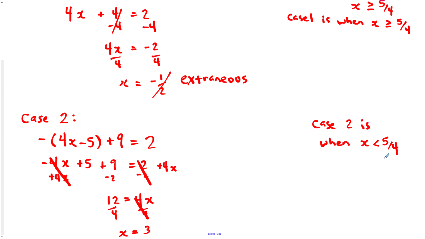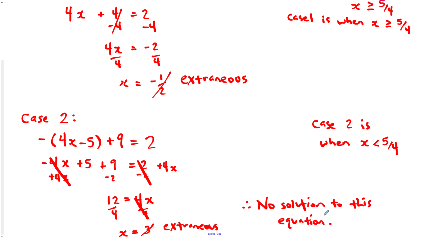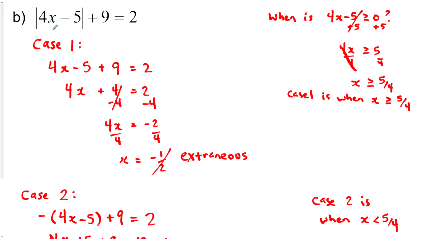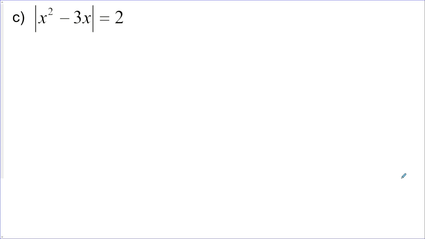Now again, we check with our condition. Case 2 is when x is less than 5/4. Well, 3 is not less than that. So this one's also extraneous. Therefore, there's no solution to this equation. Neither case worked. And if you checked graphically and graphed this into the first y1, this into the second y2, then you shouldn't find any intersections.